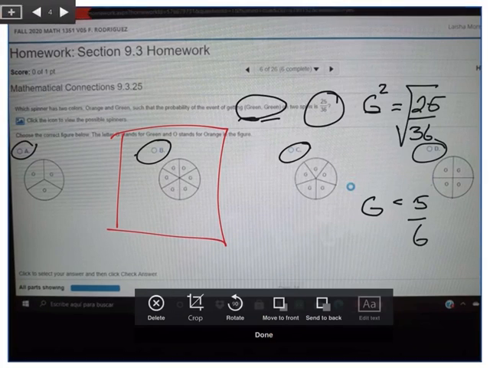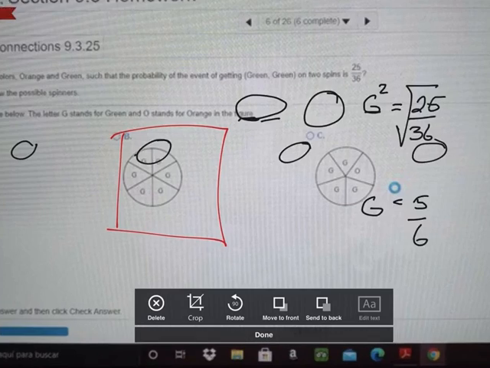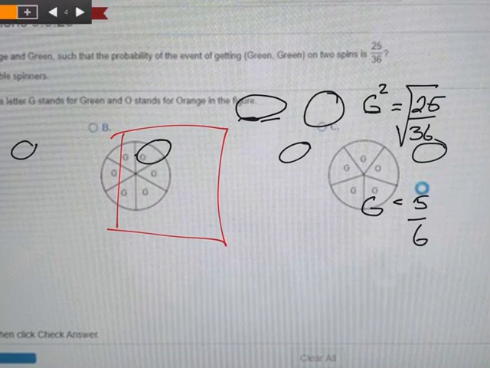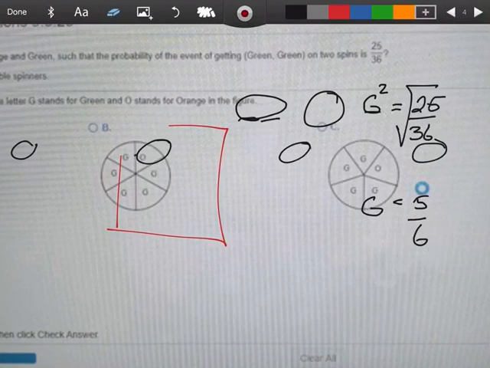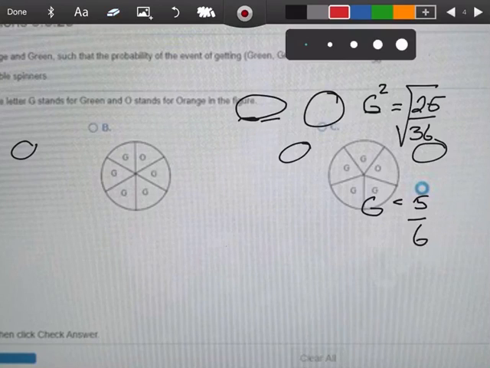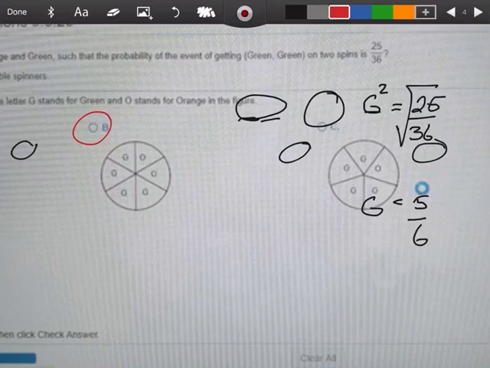And let me see if I can zoom in a little bit. I think I can. Here we go. Let me get my eraser and clean this up. And if you notice here on choice B, this is green, this is green, this is green, this is green, this is green.